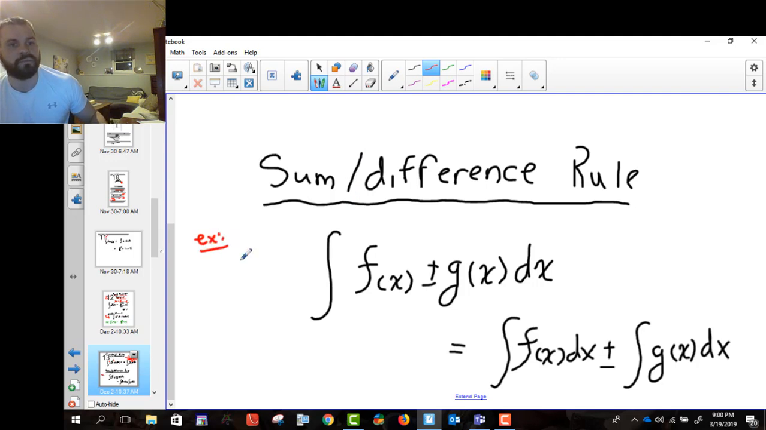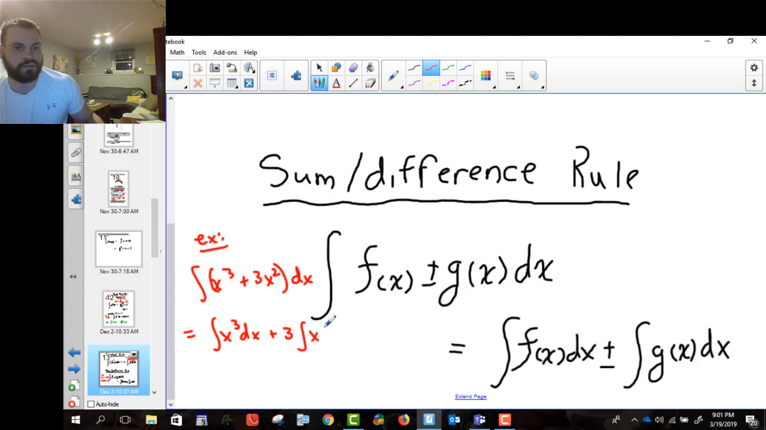I can say, what's the integral then of x cubed plus 3x squared? Okay, and I would say, well, the sum rule says you can just integrate x cubed, and you can integrate 3x squared, but the 3 is a constant, so I'm going to write it in front. The integral of x cubed becomes the power rule for integration, so it's x to the 4 over 4. And then this 3 stays, and the integral of x squared is x cubed over 3, and then we just put 1 plus c.